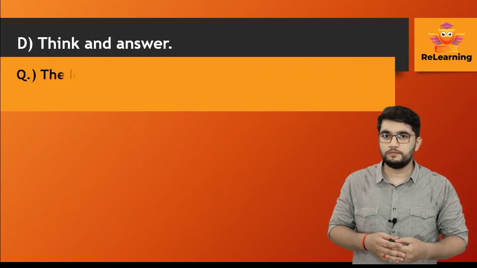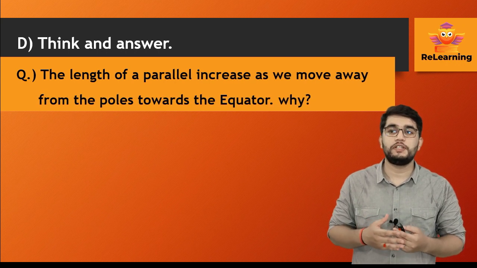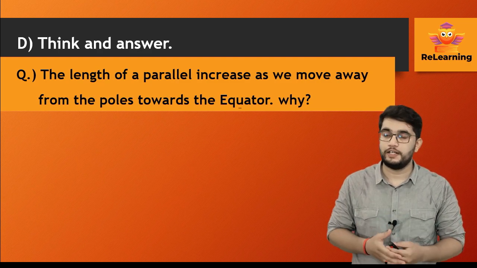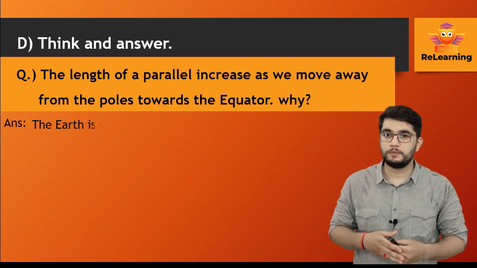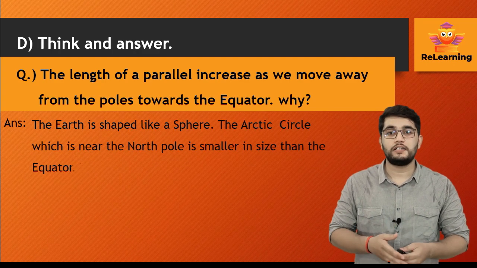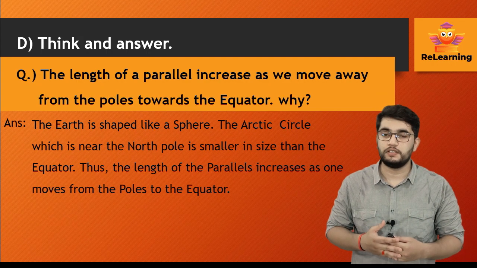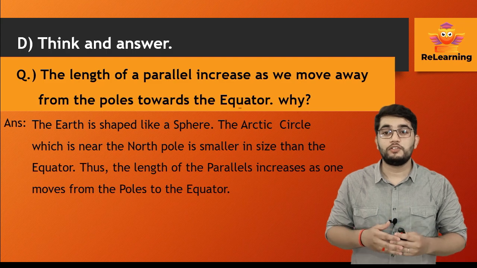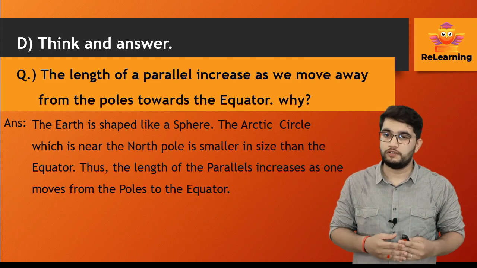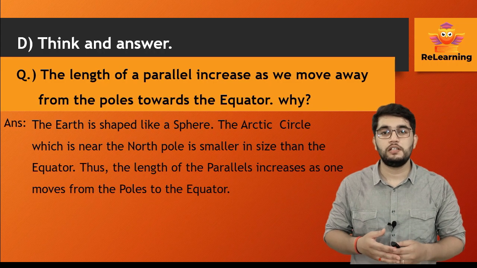Think and answer. Question is, the length of parallels increases as we move away from the poles towards the equator. Why? Let's check out the answer. The earth is shaped like a sphere. The Arctic Circle, which is near the North Pole, is smaller in size than the equator. Thus, the length of the parallel increases as one moves from the poles to the equator. Getting it? Okay, this was the answer for this question.